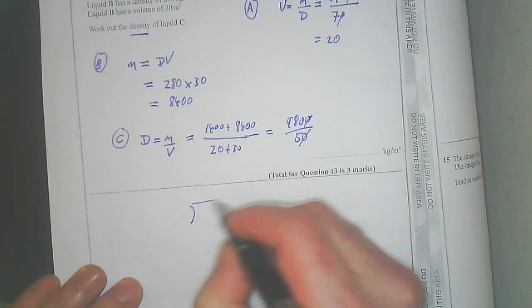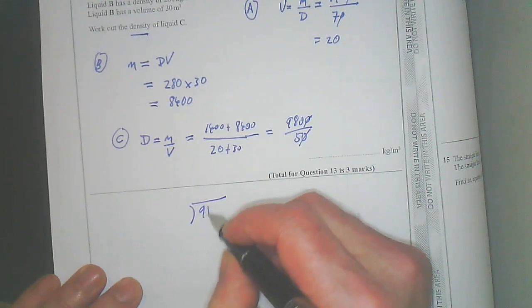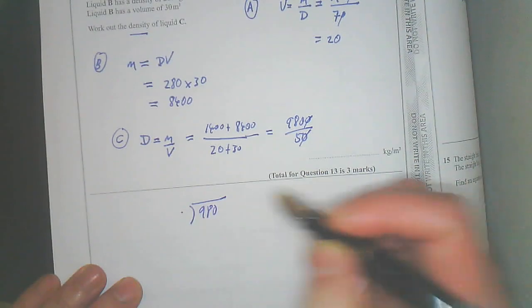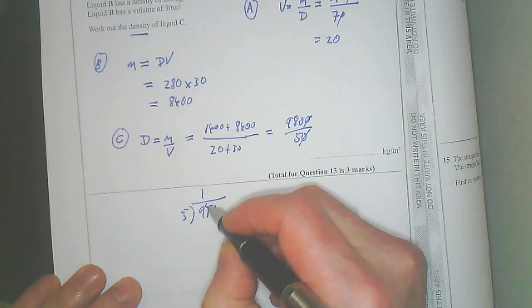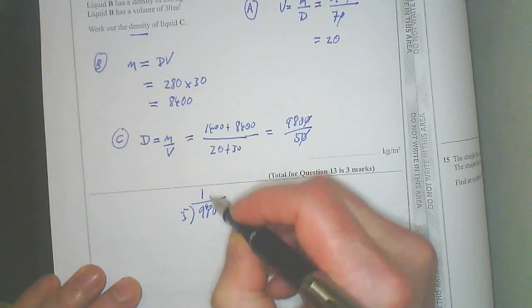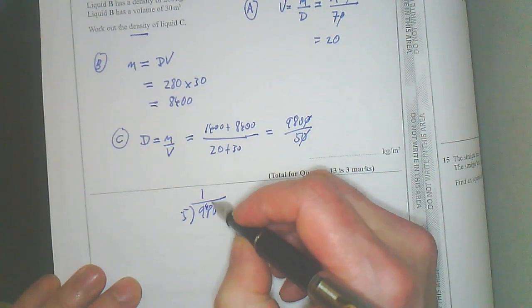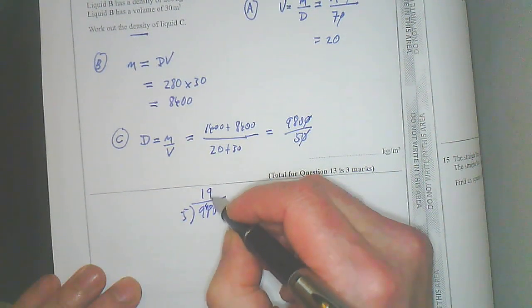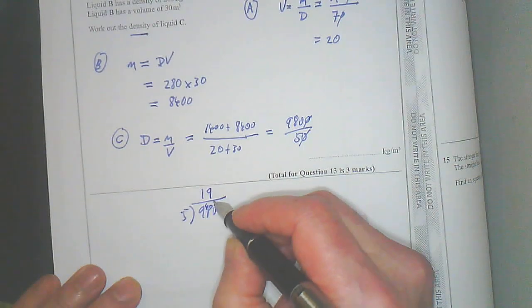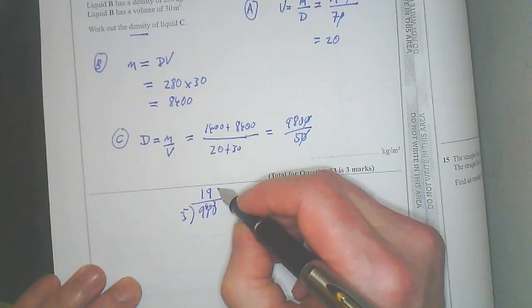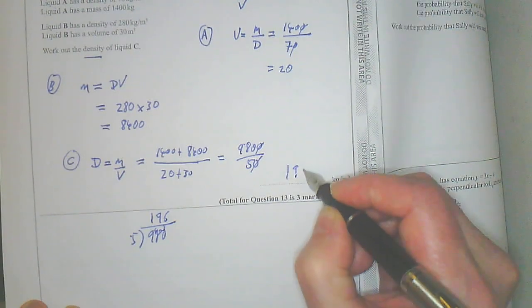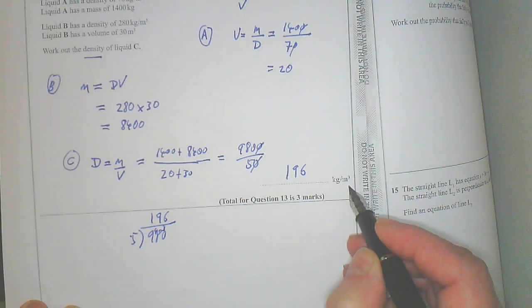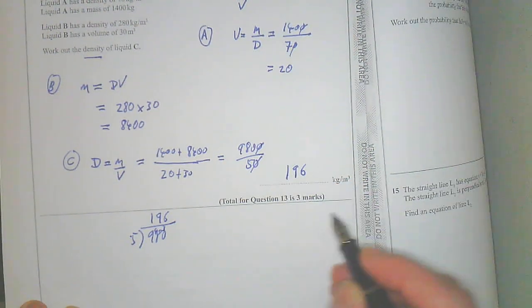Let's just put this down here. 980 divided by 5. 5s into 9 go once with 4 left over. 5 9s are 45. So that's 9, and that leaves 3. 5s into 30 goes 6 times. So the answer is 196 kilograms per meter cubed.